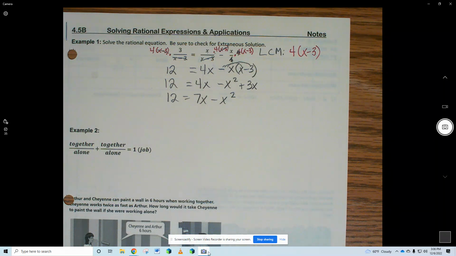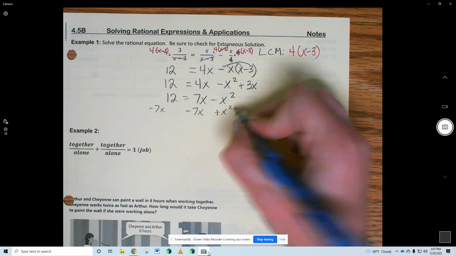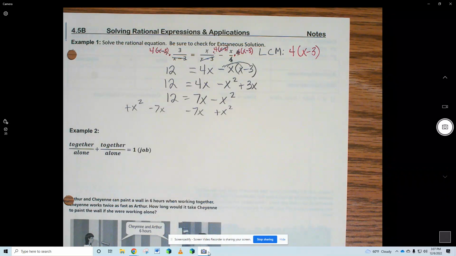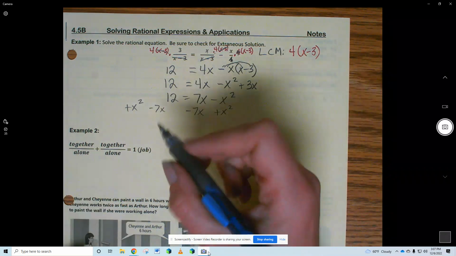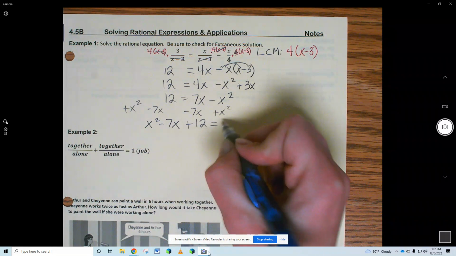So I have to make this into a trinomial. I also don't like that the x squared is negative because factoring out a negative is not as easy. So if I move everything over to the right side, if I subtract 7x, and if I add x squared, then I would have a positive x squared leading the way, which would be really helpful to me. So I'm going to subtract the 7x, and then I'm going to add x squared. My trinomial, x squared minus 7x plus 12 equals 0.